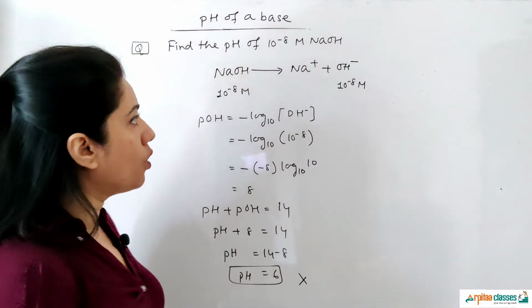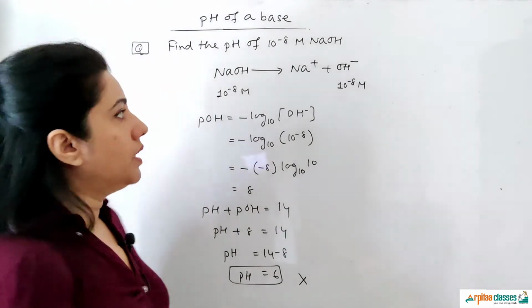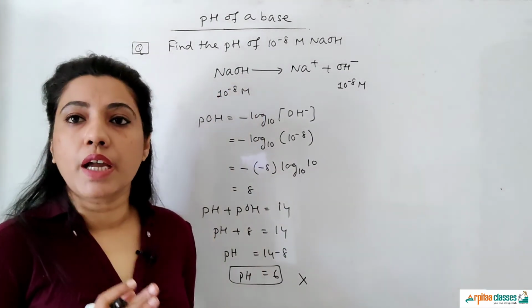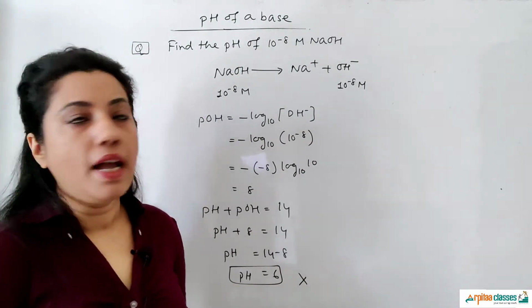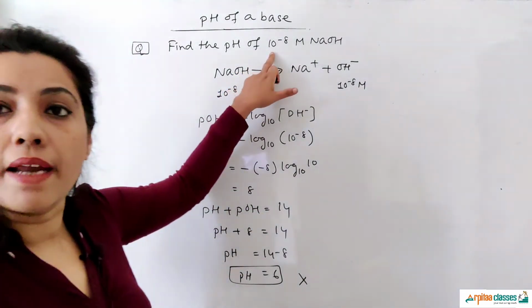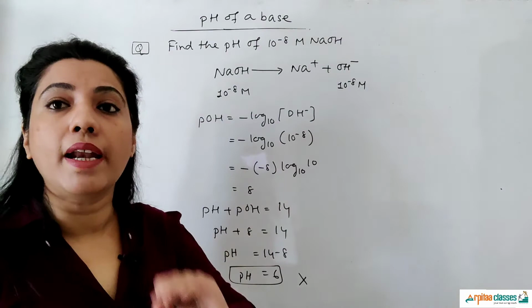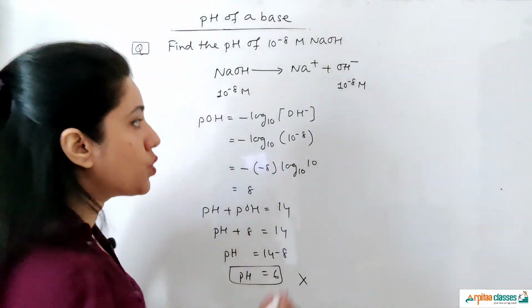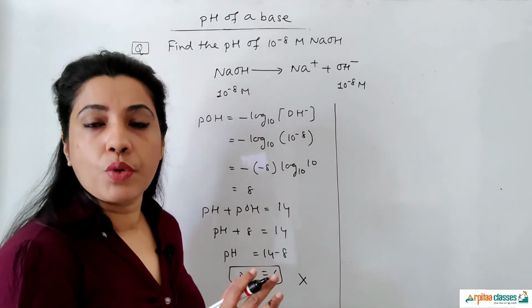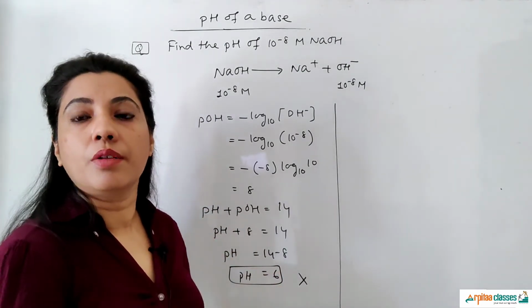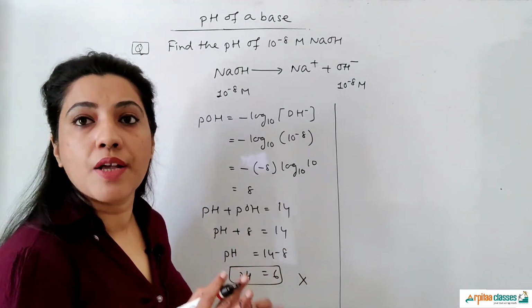So what went wrong over here? Now see, this NaOH will not dissociate on its own. It will dissociate only in presence of water. And when you talk about 10 raised to power minus 8 molar NaOH, it is a very, very dilute solution. So from water also OH minus ion will come. So you have to consider the contribution given by water here as well.